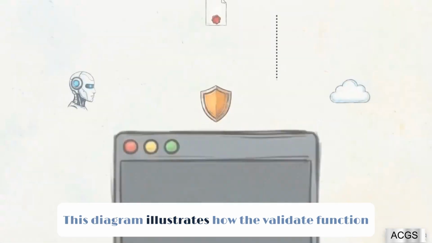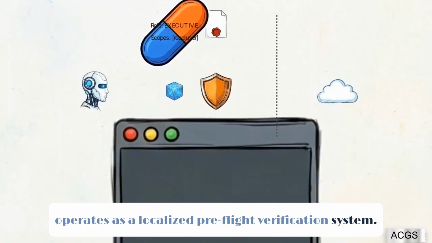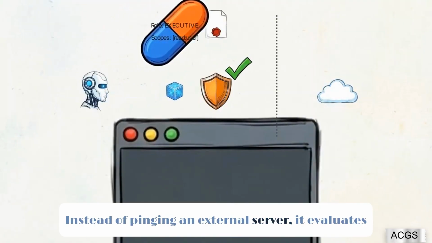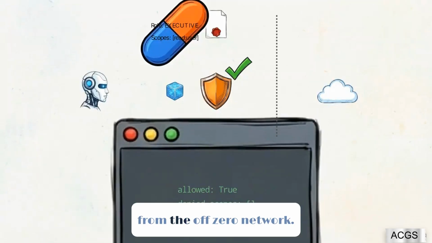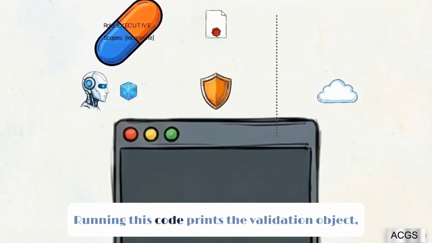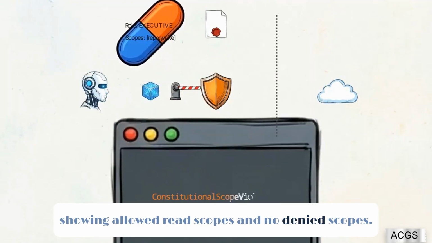This diagram illustrates how the validate function operates as a localized pre-flight verification system. Instead of pinging an external server, it evaluates the request by comparing it directly against the local YAML constitution, completely isolated from the Auth0 network. Running this code prints the validation object, showing allowed read scopes and no denied scopes.